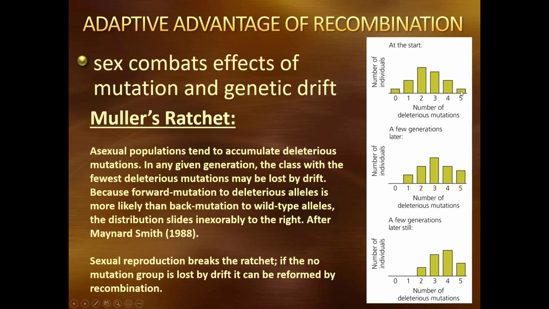So what we're looking at in this particular figure is that we've got a population, and we start off with a histogram that looks at, in this population, how many individuals have no harmful mutations, how many have 1, 2, 3, 4, 5, etc. So at the beginning of the population, it's pretty evenly distributed. On average, they have about 2 harmful mutations is the most common, and then only a few individuals have no harmful mutations, and a few individuals have 5 harmful mutations. So most individuals are right here around 2 and 3 in the population.